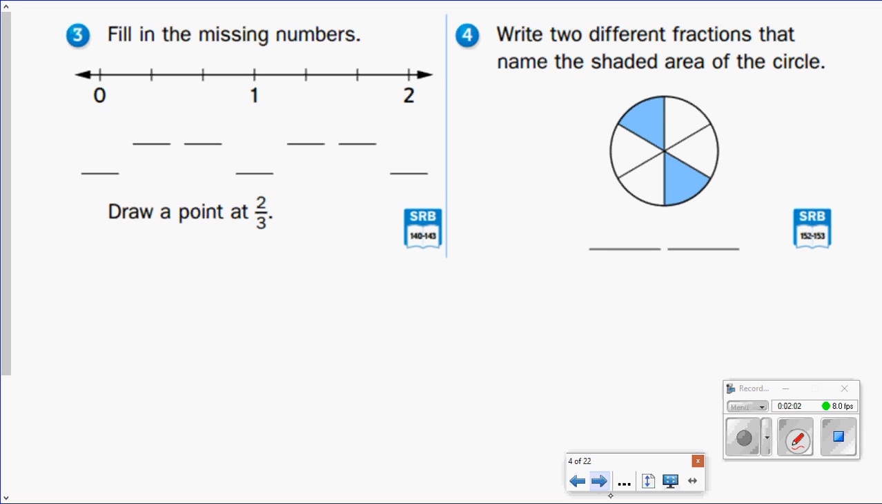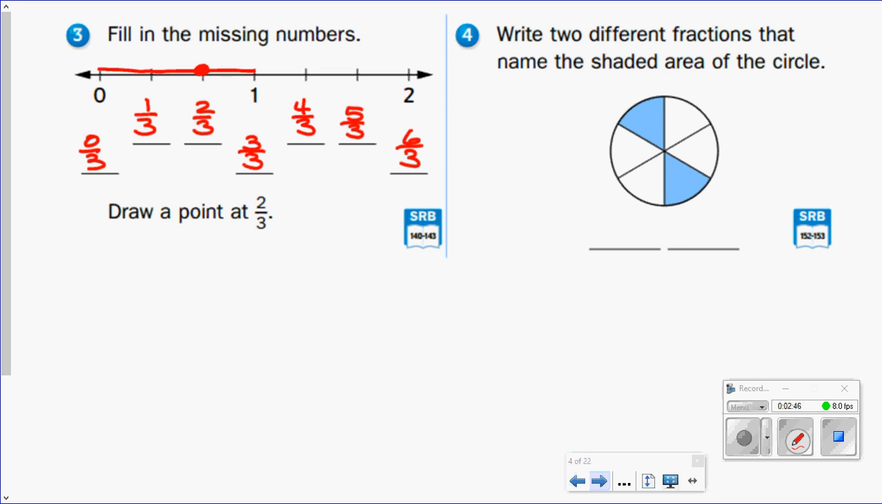Number 3, you're to fill in the missing numbers. Okay, so we're going to start out with 0/3, and I know I'm in thirds if I count my lines or my tick marks. 1, 2, 3. It takes me 3 till I get to the whole number 1, so that tells me that I'm in thirds. Okay, that would be 1/3, 2/3, 3/3 would be 1 whole, 4/3, 5/3, and 6/3 would give me 2 wholes. And then it says to draw a point at 2/3. So I'm going to come up here where 2/3 is, and I'm just going to draw a point on that number line.